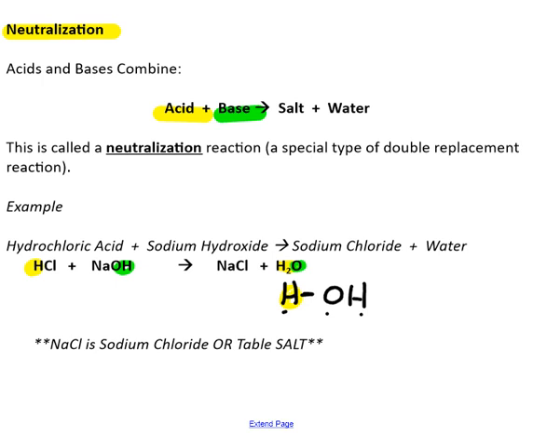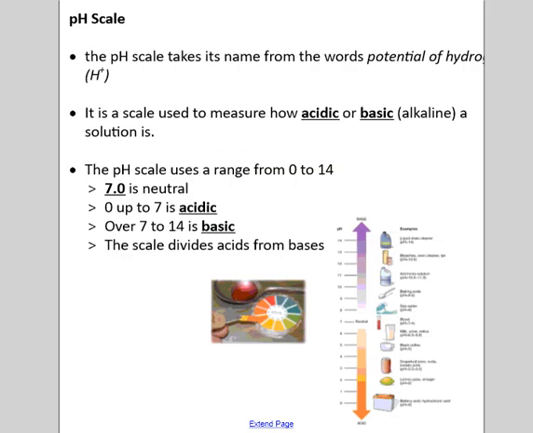Either way, here's the hydrogen that came from the acid, and here's the hydroxide that came from the base. Water is a neutral substance, which is why these are called neutralization reactions. The remaining elements, the sodium and the chlorine, got together to form sodium chloride. So that's what we call a salt. In this case, it formed table salt.